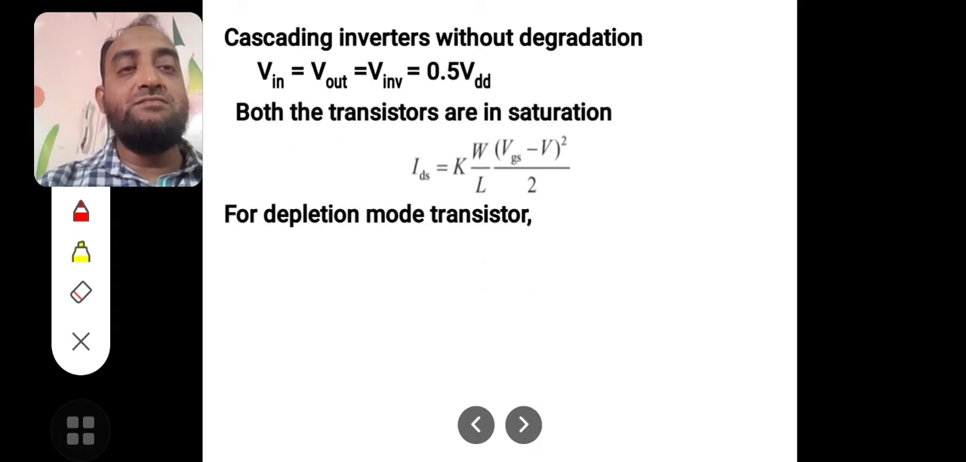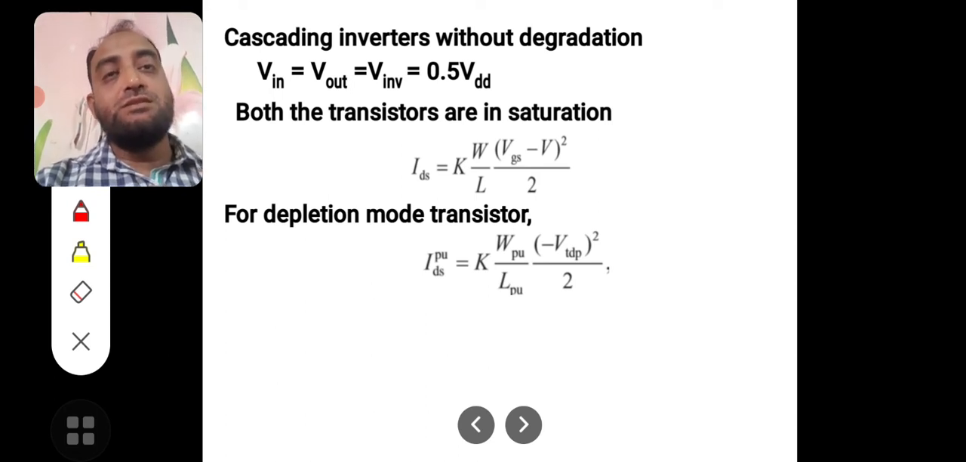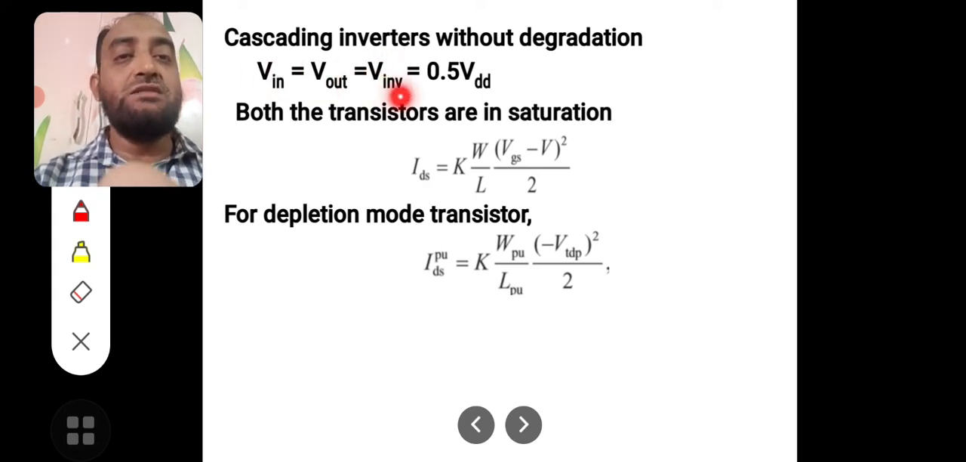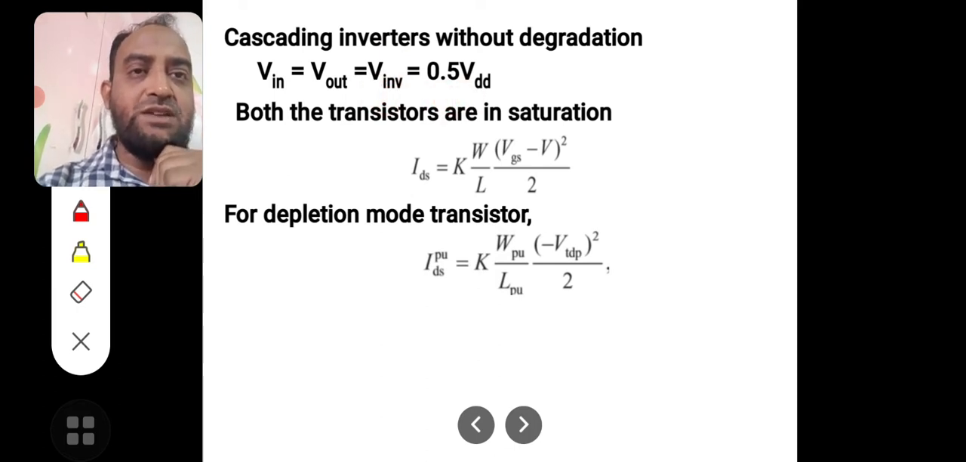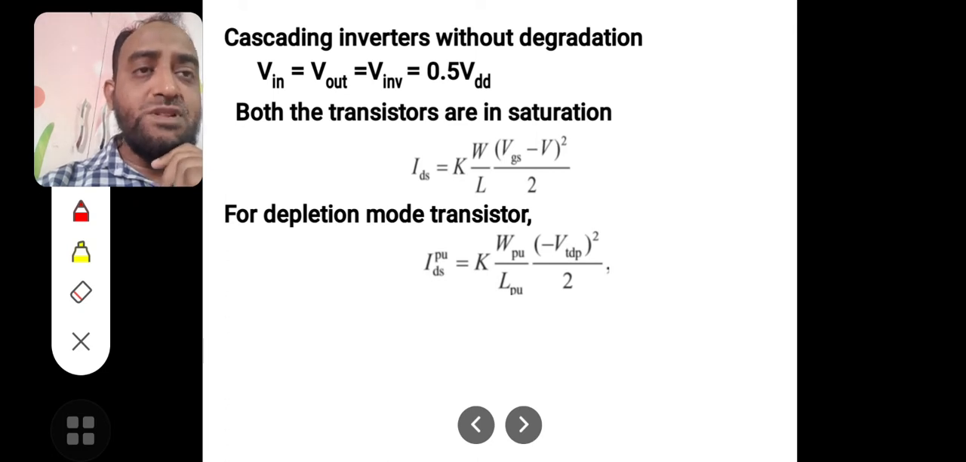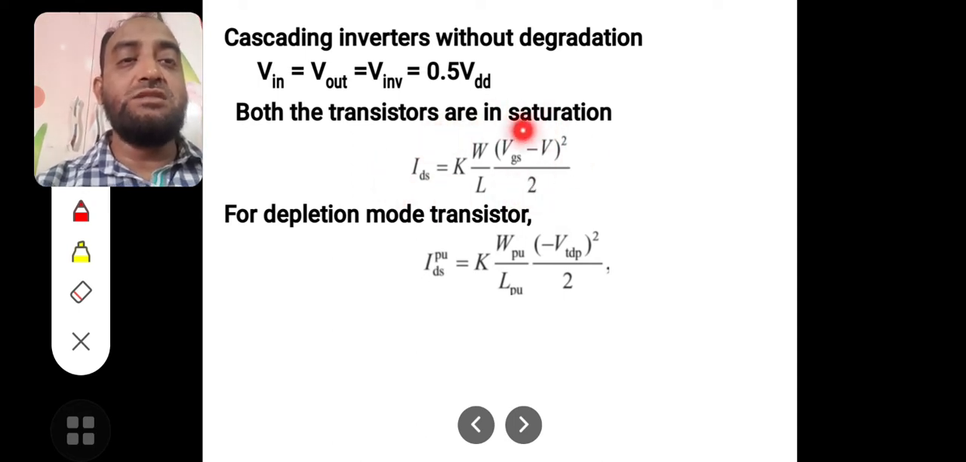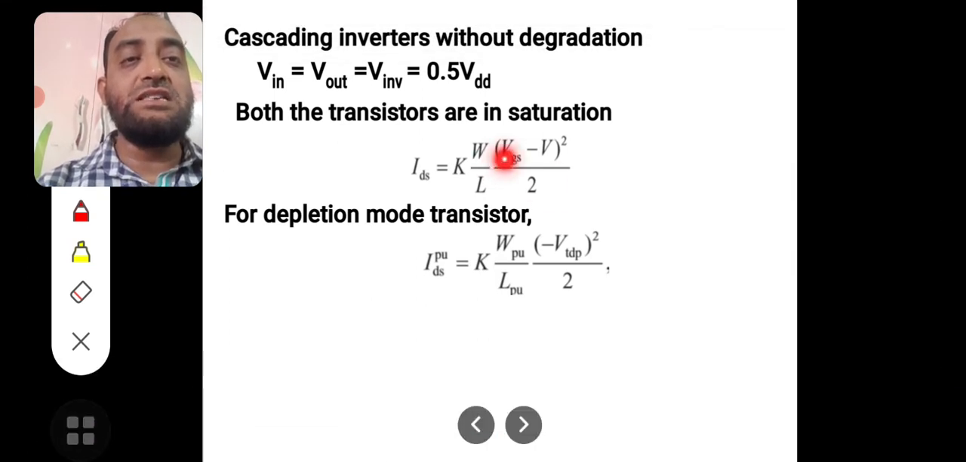Now, to cascade the inverters without degrading the output levels, the condition is Vin is equal to Vout. Both must be equal to VINV, the inversion voltage, which is considered as 50% of the supply voltage, 0.5 VDD. So, in this condition, both the transistors will be in saturation. When both are in saturation, the current equation is IDS equal to k W by L into (VGS minus VT) whole square by 2. This is the standard condition for an enhancement mode transistor.